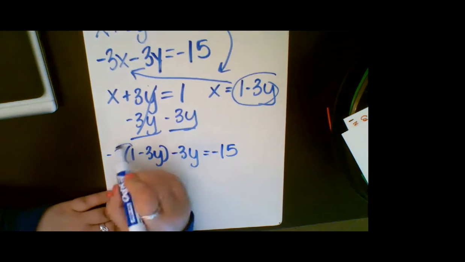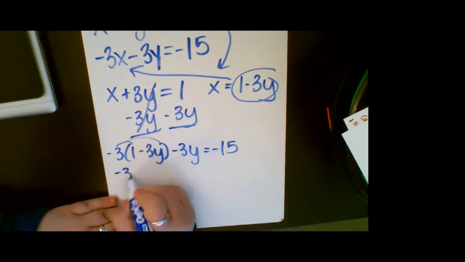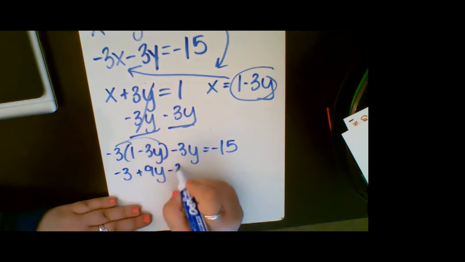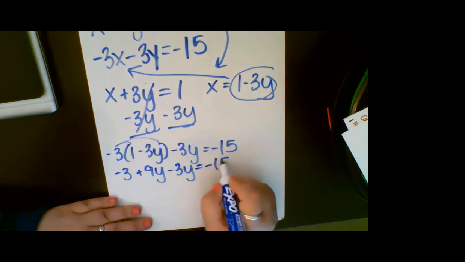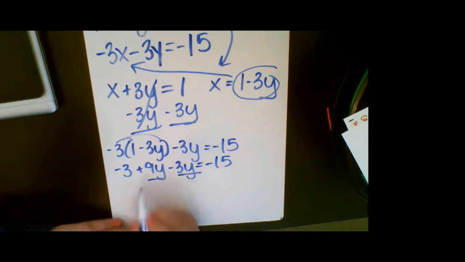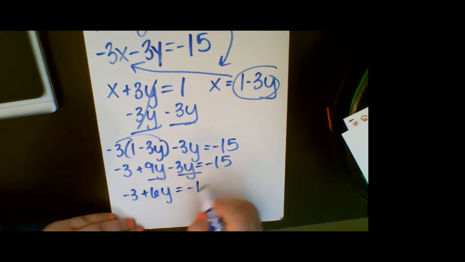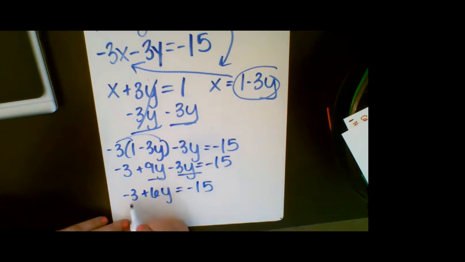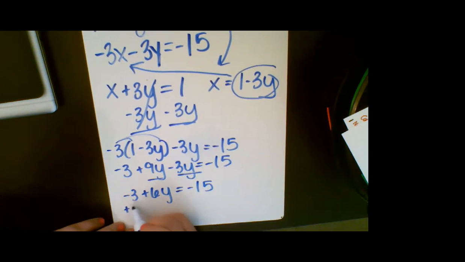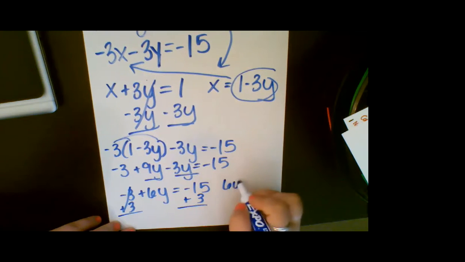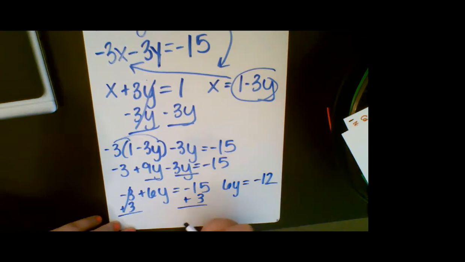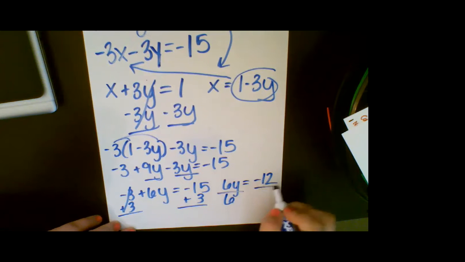Now it's a multi-step equation. We distribute. Combine like terms. 9y's take away 3, 6y's. Move this number over, the negative number, add it. We've got 6y equals negative 12. And we divide. Let's get y equals negative 2.